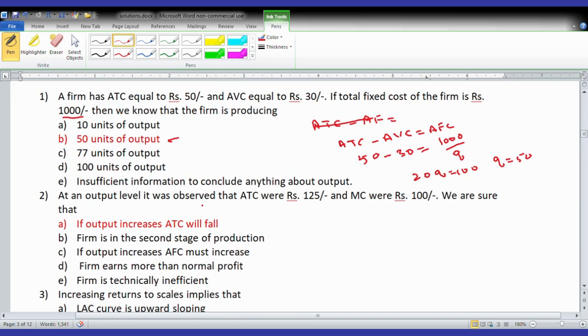Then the second question is that at an output level, it was observed that average total costs were equal to 125 and marginal costs were 100. So this means that marginal cost is less than average total cost, and whenever marginal cost is less than average total cost, this means that average cost is falling. So if output increases, average total cost will fall. So this is the correct answer for question 2.